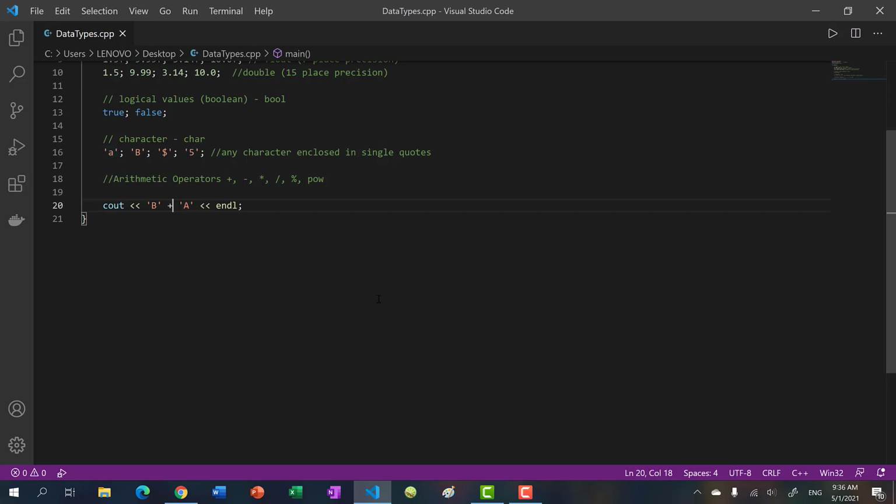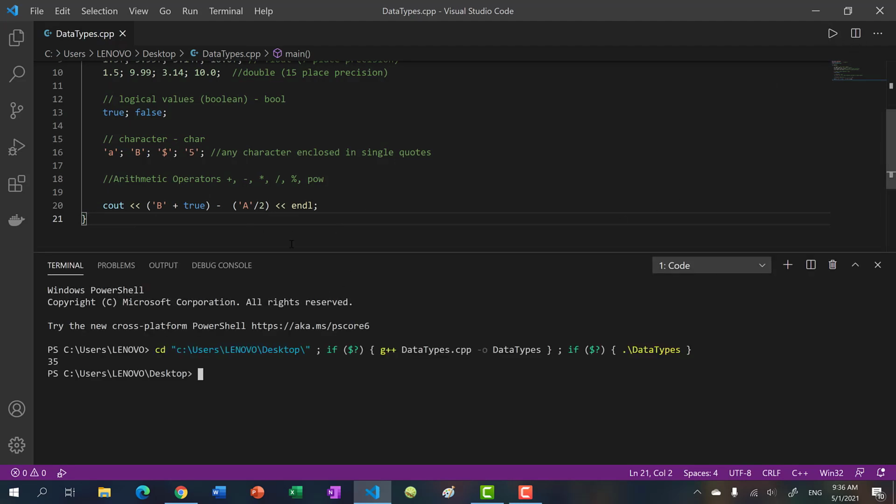Just for extra practice, what happens if I do this? So let's do plus true minus, let's say, divided by 2. Okay? Let's run this. So this might look peculiar. There's no reason to actually do this, but it's just to explain the implicit conversion. And we get 35.